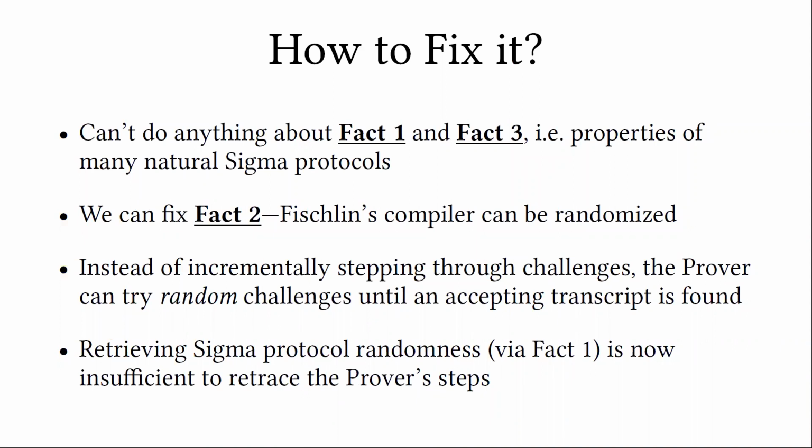Two out of those three facts that I just showed you are inherent properties of the Sigma protocol, and we can't do anything about them. The second fact, which is that Fischlin's compiler is deterministic, we can fix, because this is a compiler-level thing, not a Sigma protocol thing. Instead of incrementally stepping through the challenges until you find a proof, the prover can now randomly step through the challenge space until a proof that hashes to the all-zero string is found. There are some subtleties, of course, but the idea is that even if you retrieve the Sigma protocol randomness, there's some extra state that comes from the compiler that you can't get back yourself to execute this retracing kind of algorithm.